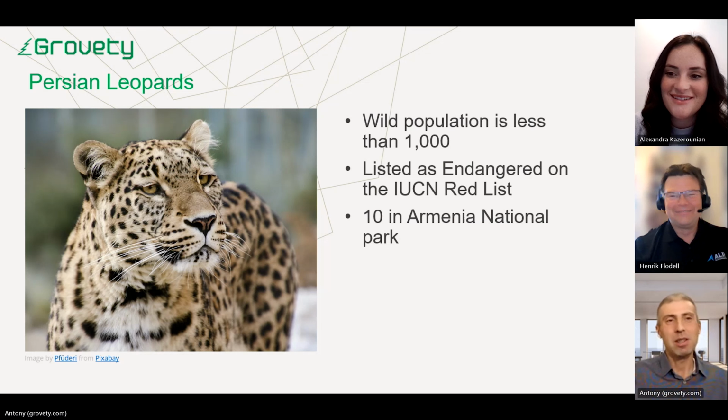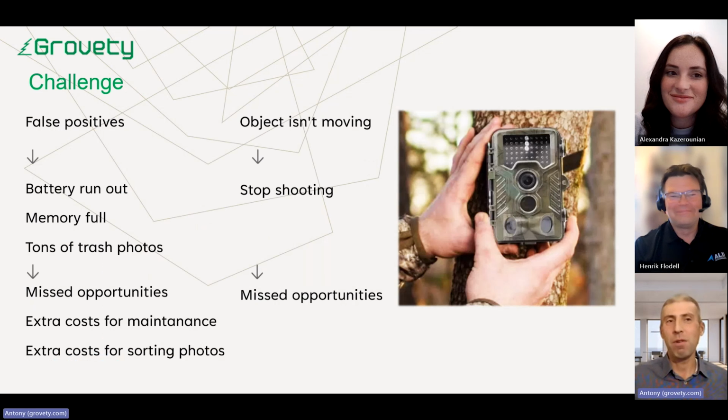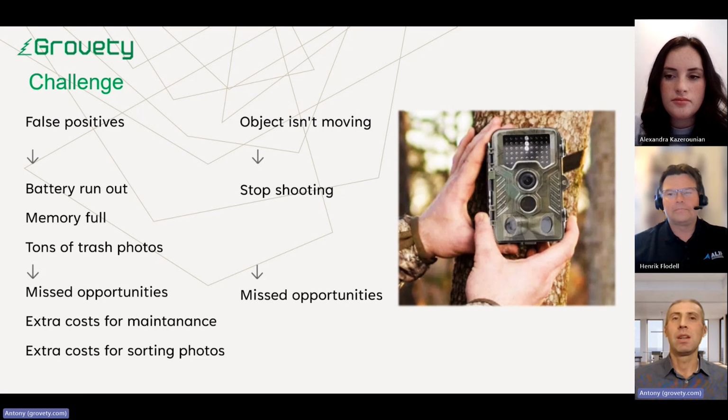Okay, so in fact, the main challenges here are false positives. You have a lot of false positives, which causes the battery to run out, memory to be full, and tons of trash photos, and all this is caused mainly by hot leaves, for example, or by water drops, or even by the birds. So this all leads to extra efforts for maintenance and a lot of time for sorting.